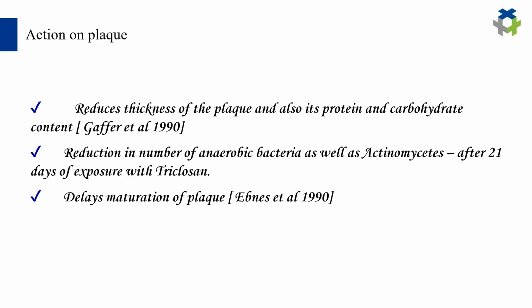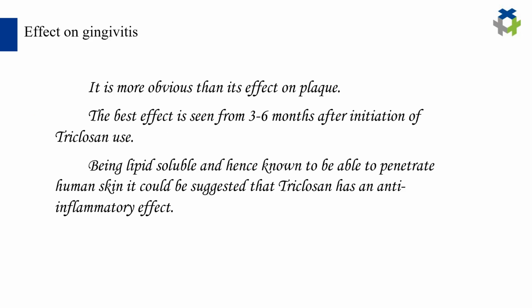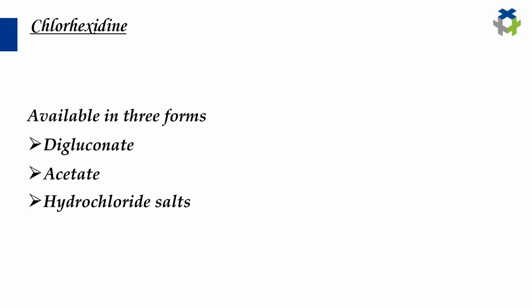Now the action of triclosan on plaque. It reduces the thickness of the plaque and also its protein and carbohydrate content. There is a reduction in the number of anaerobic bacteria as well as actinomycetes after 21 days of exposure, and triclosan delays the maturation of the plaque. Its effect on gingivitis is more obvious than its effect on the plaque. The best effect is seen from 3 to 6 months after initiation of triclosan use. Being lipid soluble, it is known to be able to penetrate the human skin, so it could be suggested that triclosan has an anti-inflammatory effect.